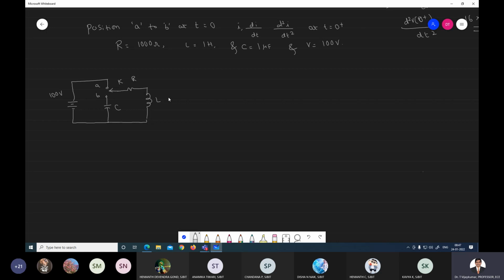In the network shown in figure, K is changed from position A to B at t is equal to 0. Solve for i, di by dt and d square i by dt square at t is equal to 0 plus. If R is equal to 1000 ohm, L is equal to 1 Henry and C is equal to 0.1 microfarad and V is equal to 100 volt. Assume that the capacitor is initially uncharged.